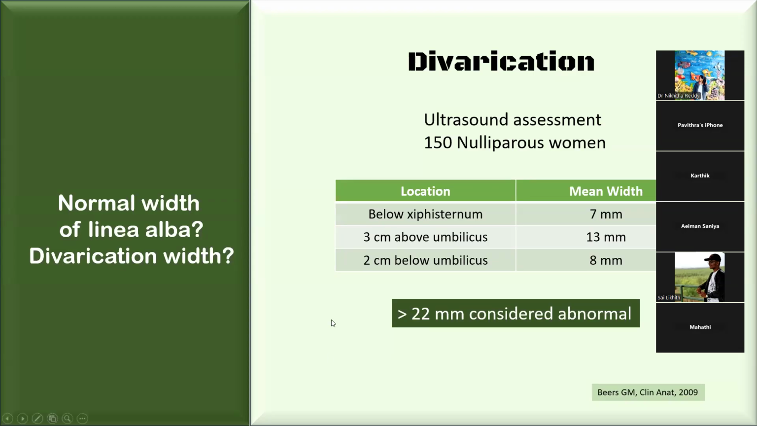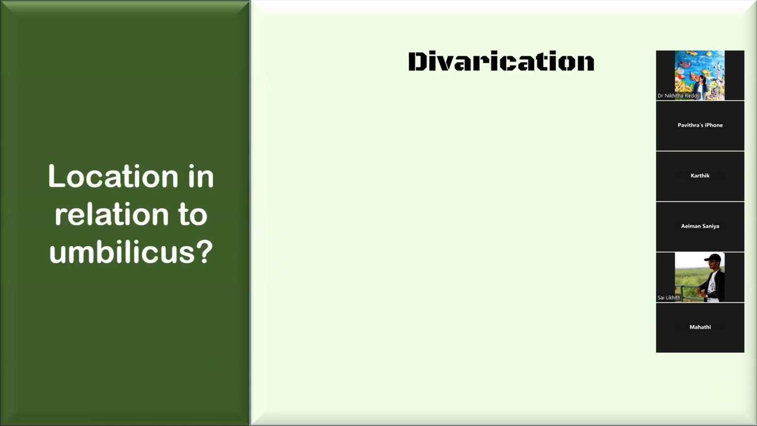Okay. So I would accept 2 also, as you said, Samir. I would accept that definition. But this paper suggests 2.2 centimeters as being abnormal. That's based on the average width in the normals. So where do you think you get the divarication in relation to the umbilicus?